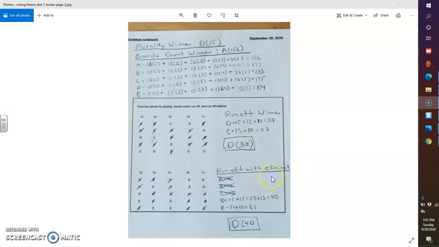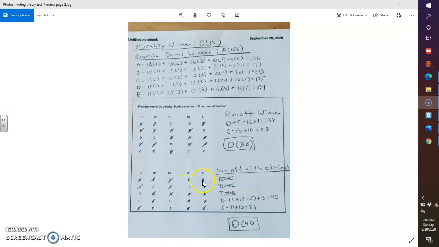With runoff with elimination, we take all the first place votes for each candidate, and we eliminate the least first place votes. So in this case, B gets eliminated. B goes, and E gets those 10 votes. So E is now at 21. So now A has the fewest first place votes. So A gets eliminated. A and B go away now because A goes and B is already gone. So D gets those 12 votes.